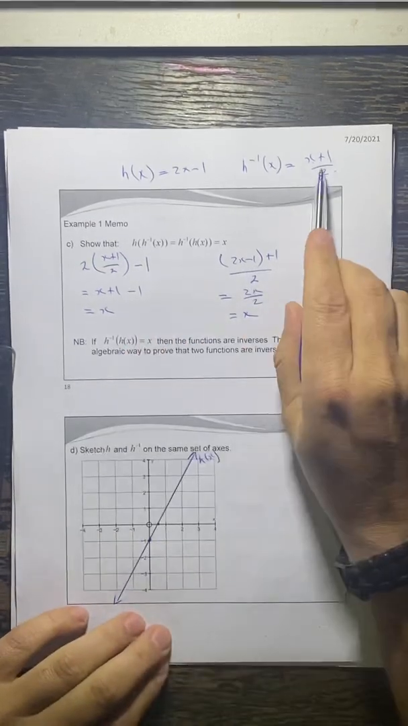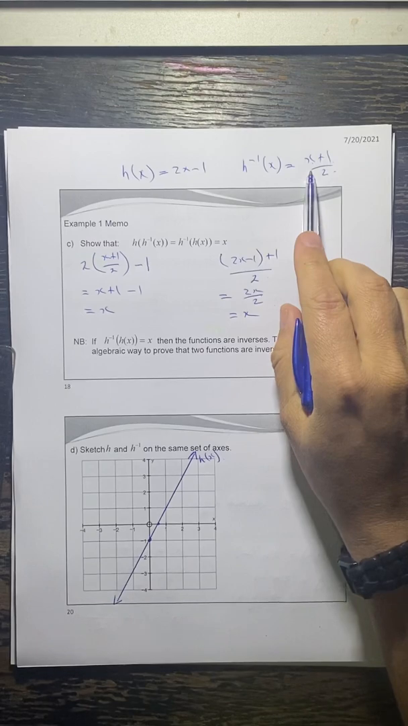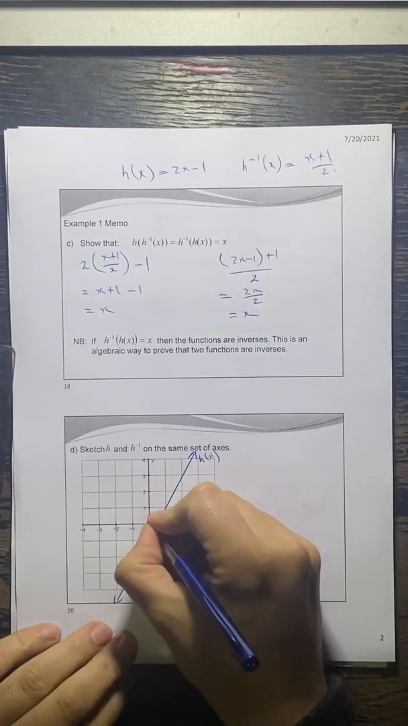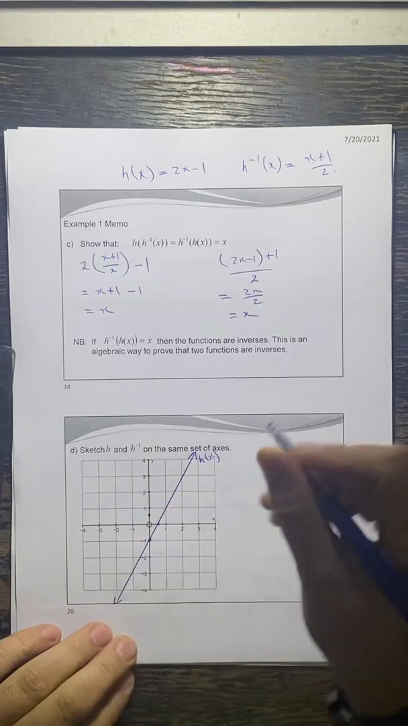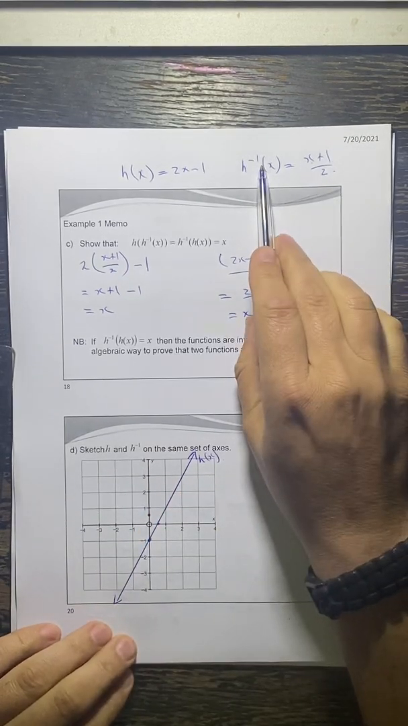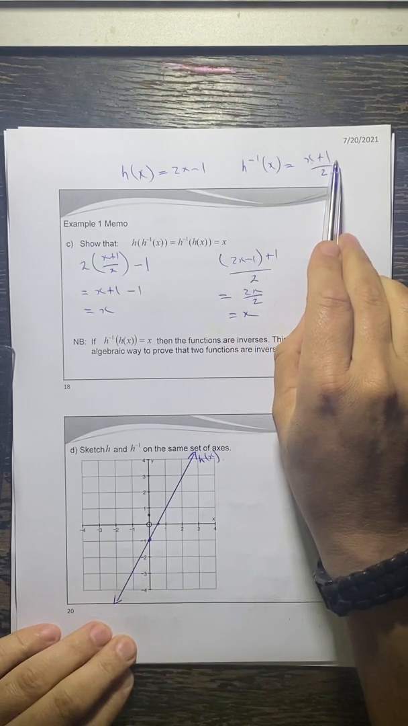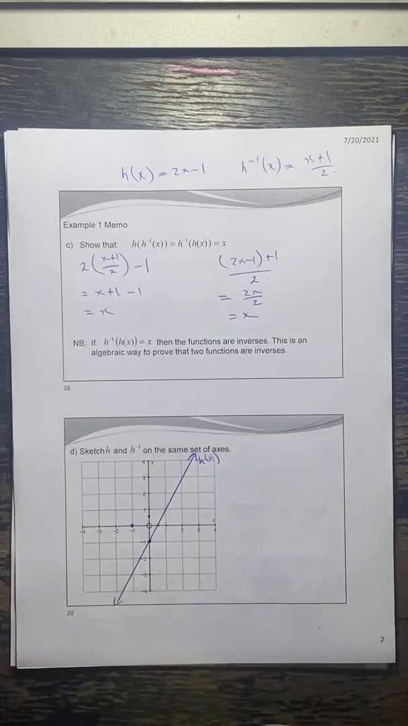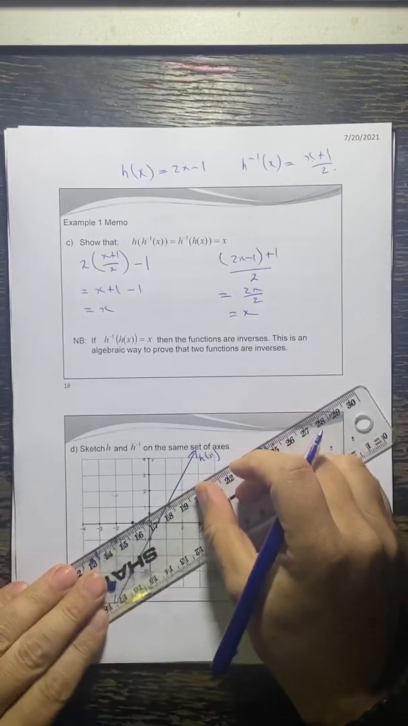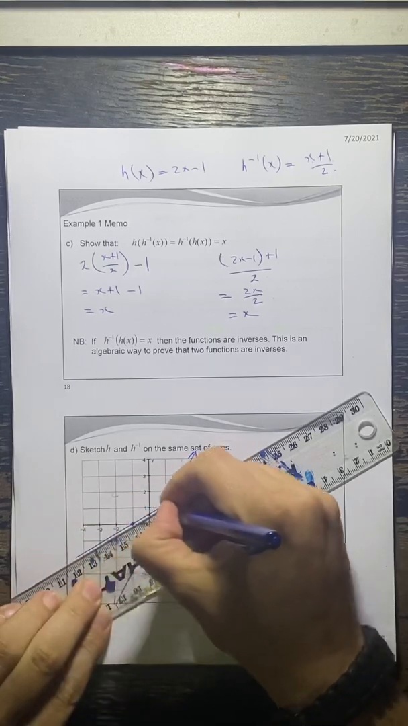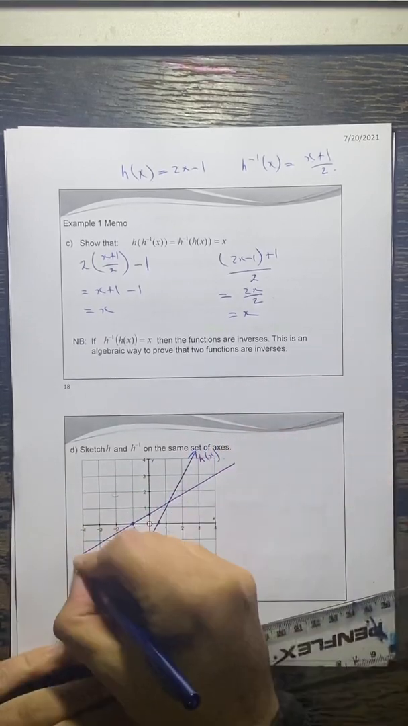Now what we need to do is plot this one. If I make x 0, we get a half. And then if I make y 0, we multiply that up by that, we get 0. So x is equal to minus 1. And there's our inverse function.